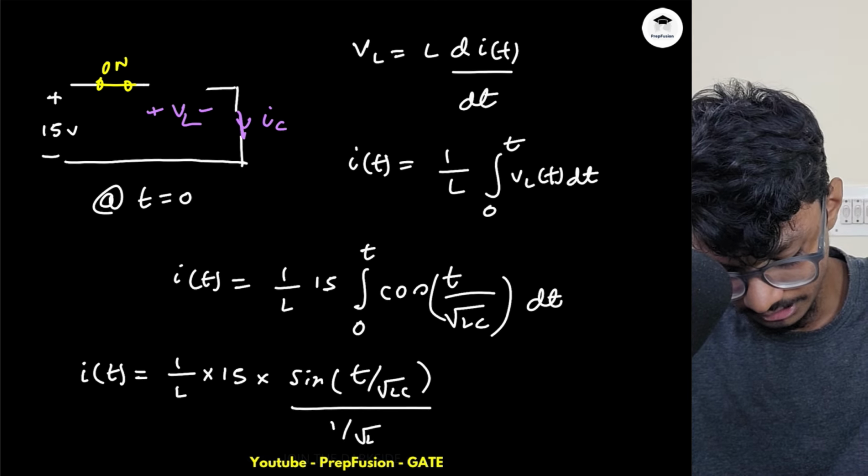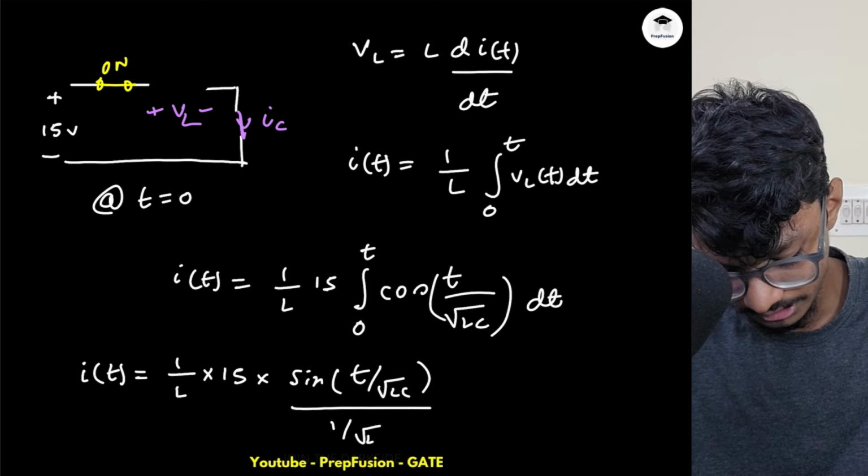So if I put 0 here, this will be 0 only, and this will be sine t. So that's fine, because we will make a quick sanity check. I will explain what I mean by sanity check. This will be 15 divided by under root L by C, sine t divided by under root LC.